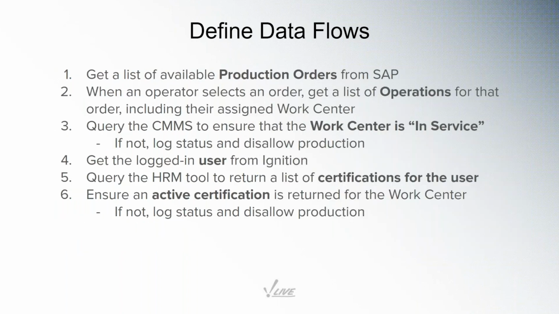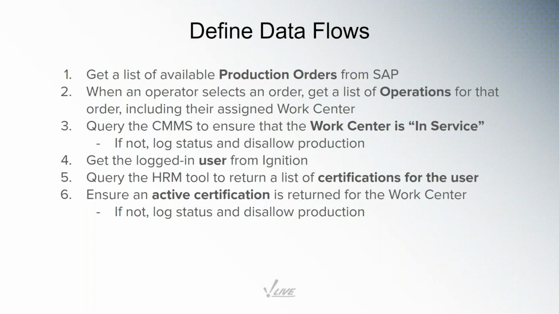What is it that we're trying to do? We want to get a list of production orders from SAP. Then when an operator selects that order, we want to have them get a list of the operations, the individual operations that have to be executed as a part of that production order, including the assigned work center. So a production order isn't typically made at a single station, it's going to be made at a number of stations, and then at each station, there's a different operation that you have to execute to build that.